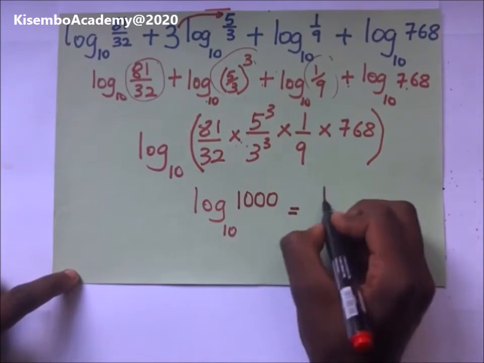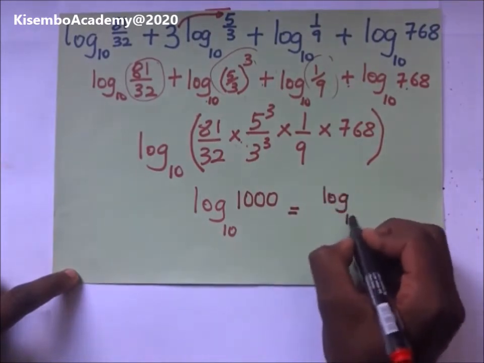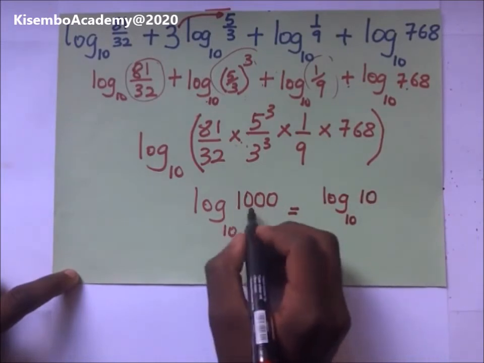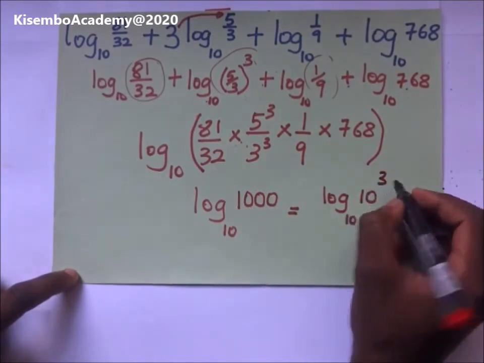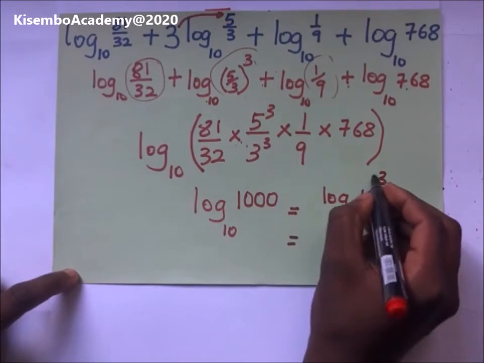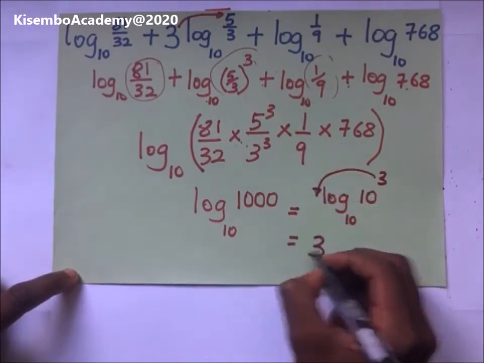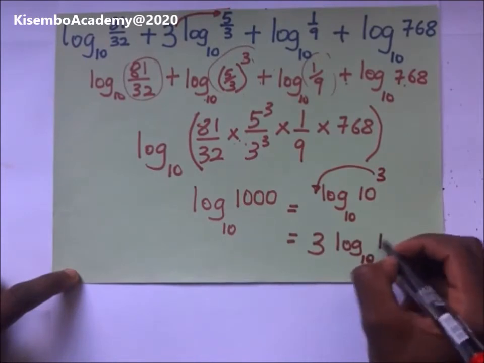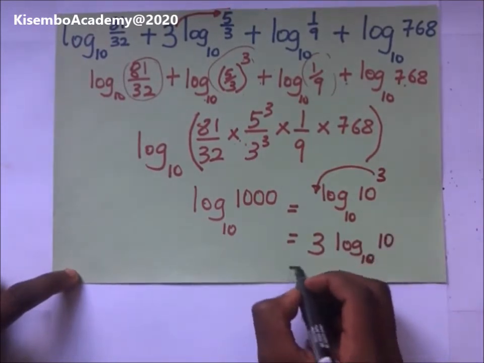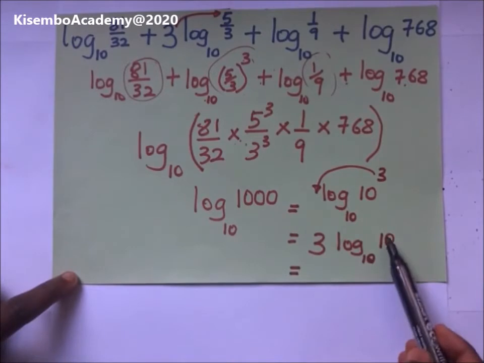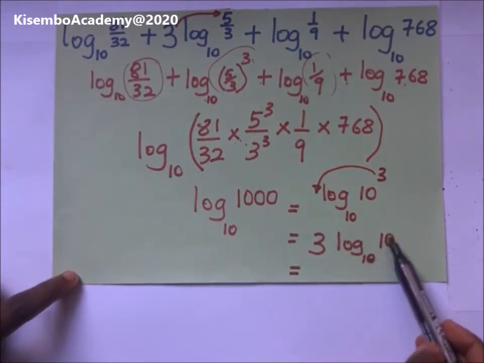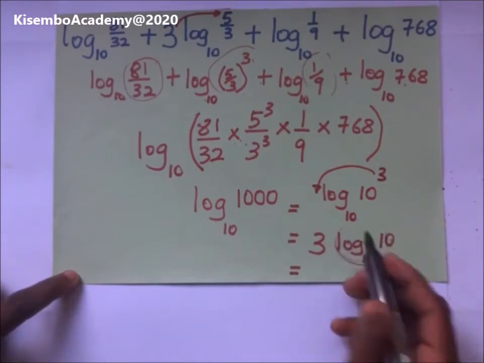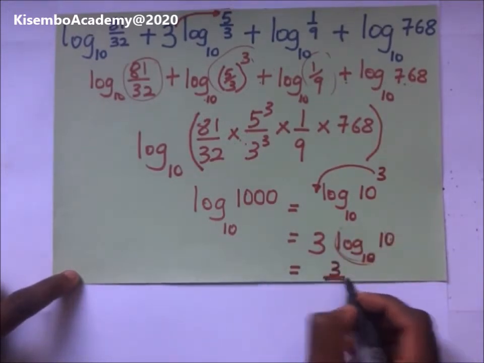Now this is the same as log to the base 10 of 10 to the power 3, because 10 to the power 3 is 1000. We are simplifying it further, and so when this 3 comes down here, it becomes 3 log 10 base 10. And any number with the same base, log of that number to that base, is equal to 1. So it's going to be 3 times 1, and the answer here is 3.